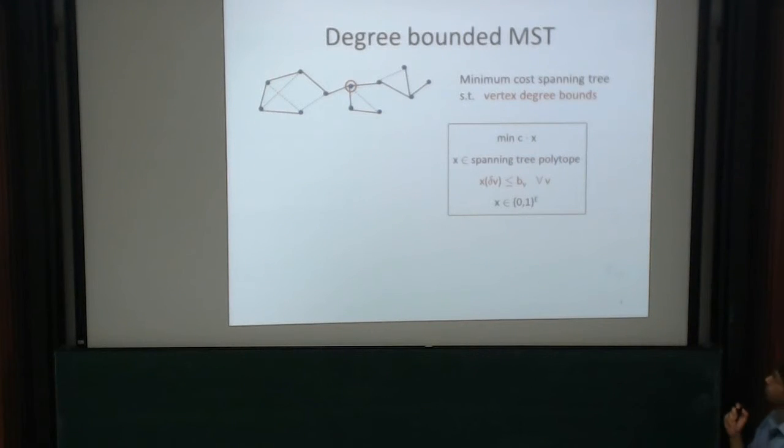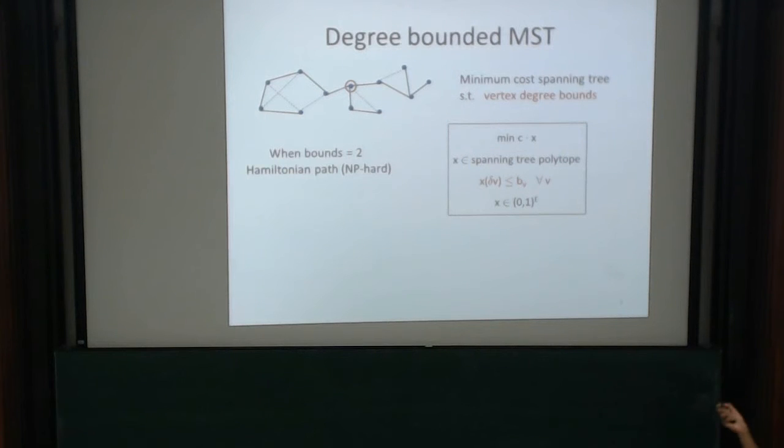There's another problem that fits in this framework and that has also been studied very widely. This is the degree bounded spanning tree problem. Here we are given an undirected graph with costs on edges. And as in the usual minimum spanning tree problem, we want to find a spanning tree of minimum cost, but the twist is we have additional degree constraints on vertices. So for every vertex, there is some bound on the number of edges that we can choose incident to it.